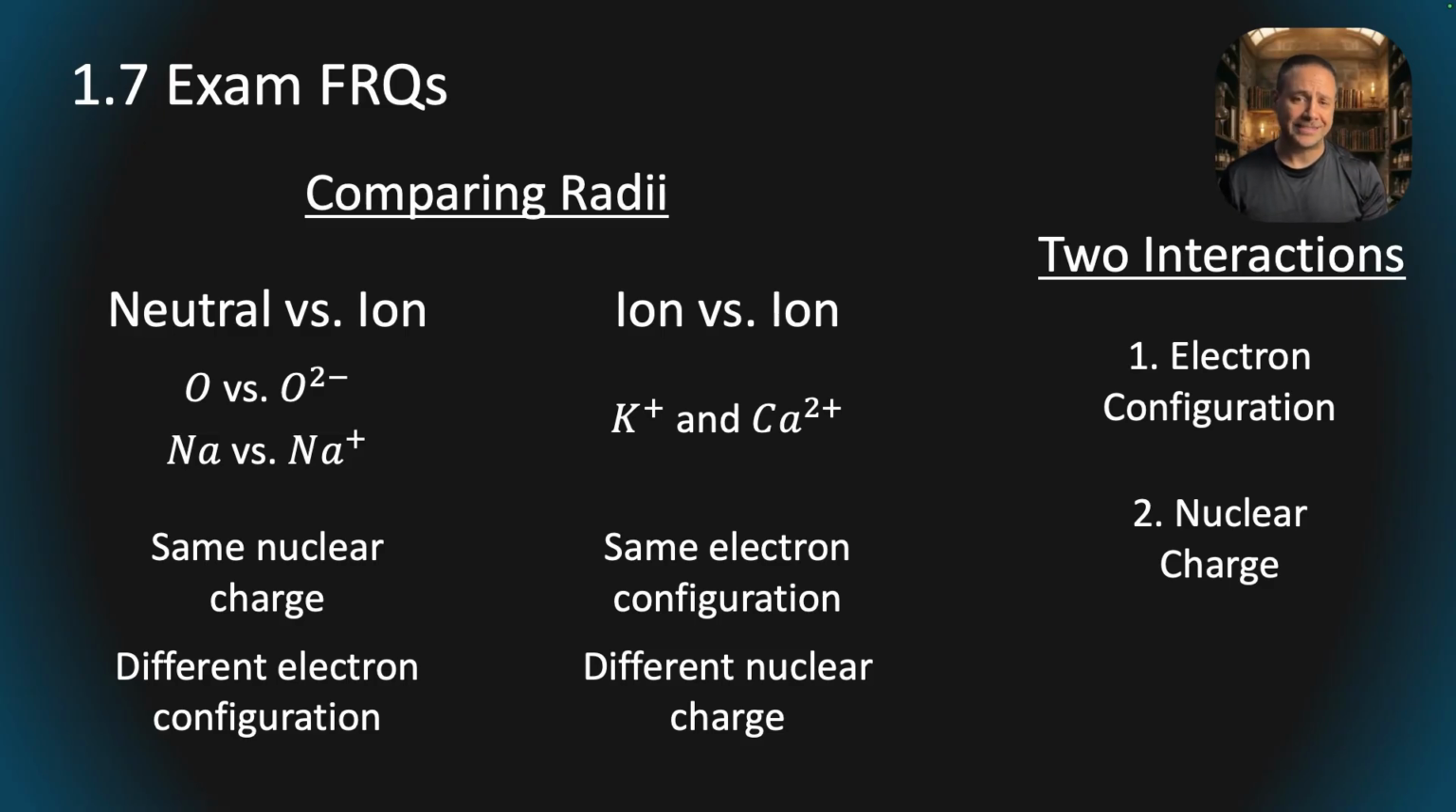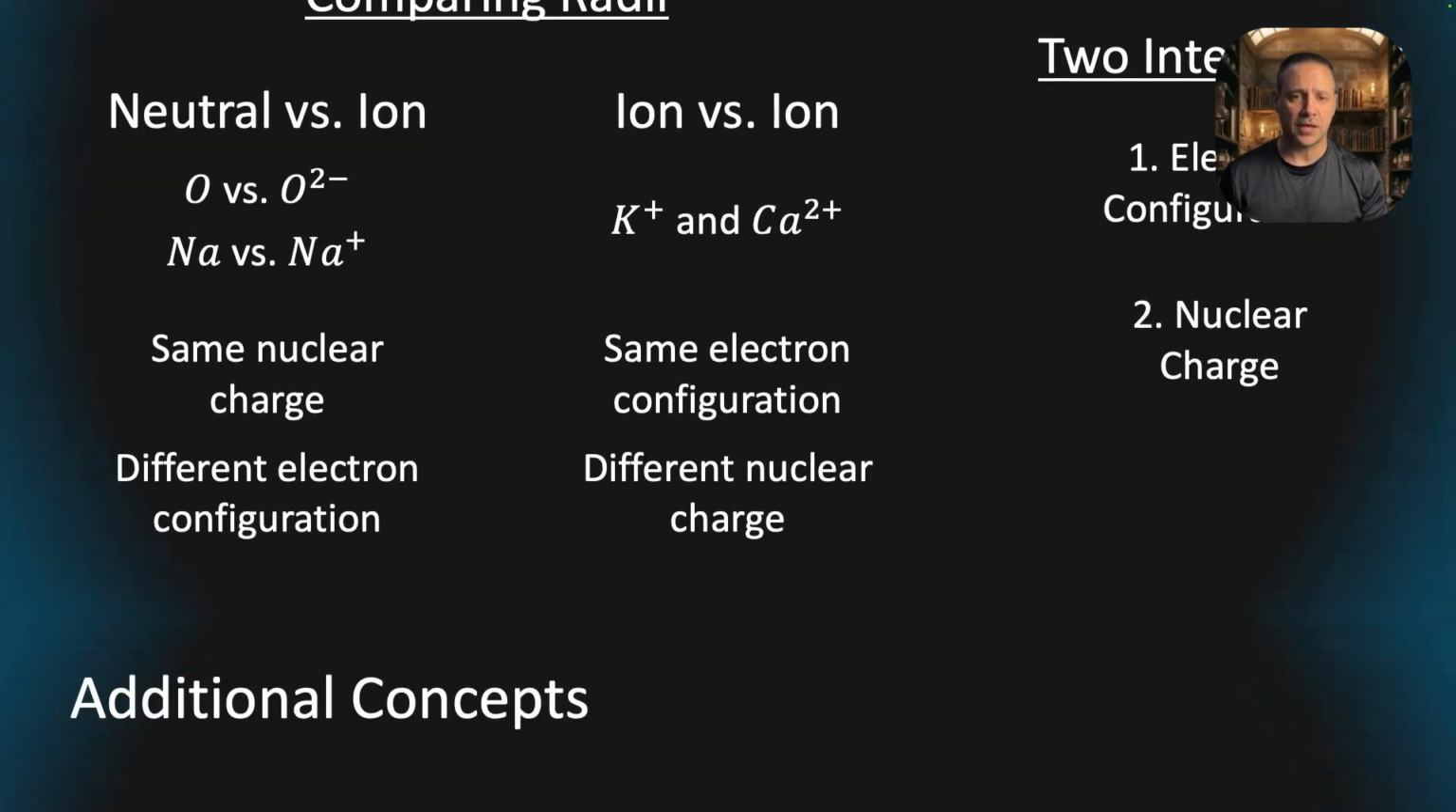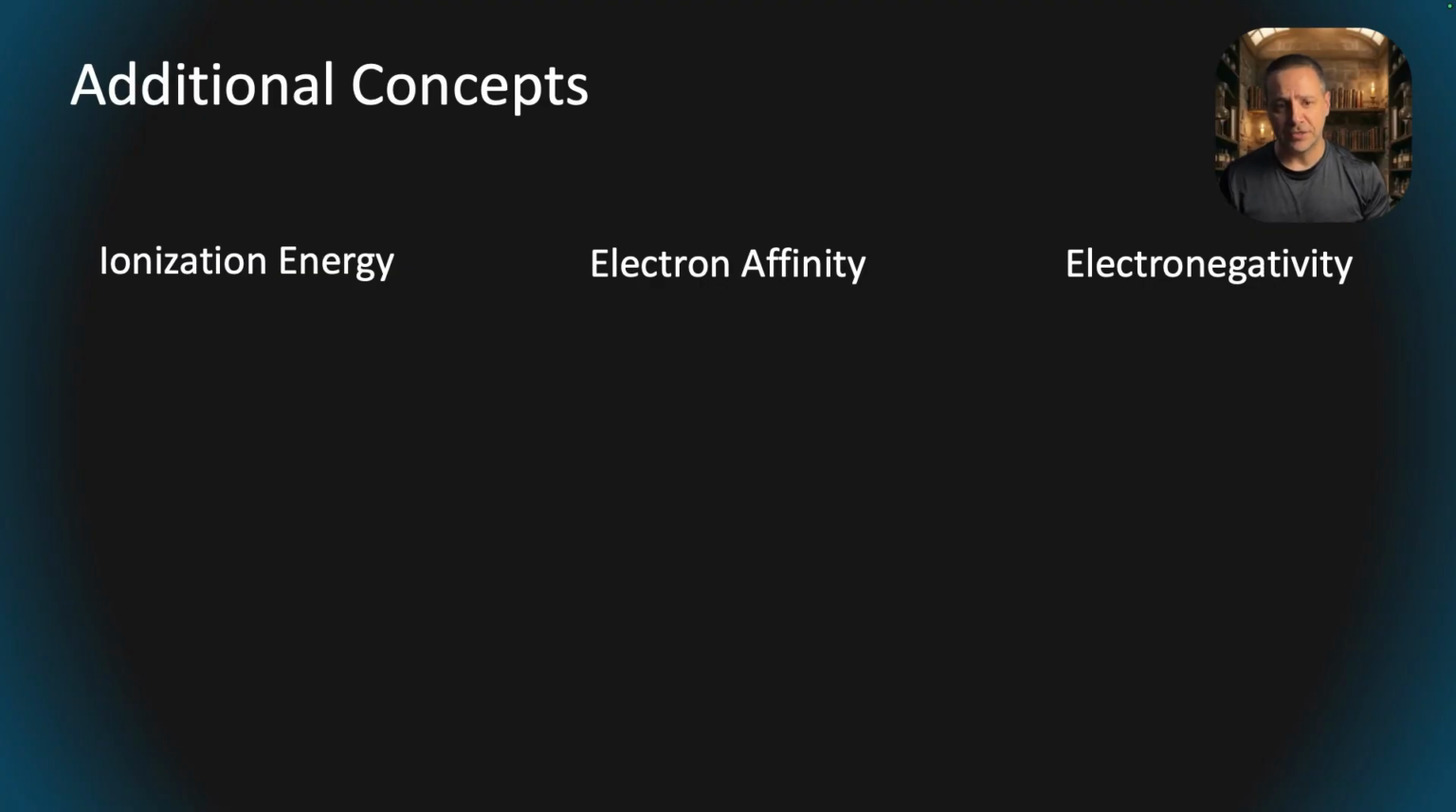Don't go anywhere just yet. There's 3 additional concepts that are covered in topic 1.7, but each of these relate to the atomic radius. I do recommend memorizing what each one of these 3 things is, but then understanding them and how they're going to function at the atomic level. You still only need to worry about the nuclear charge and the electron configuration, but mostly how these connect to the atomic radius.